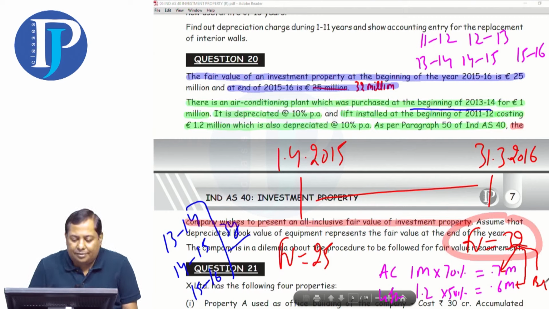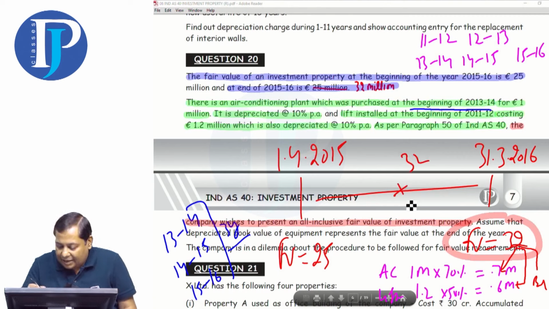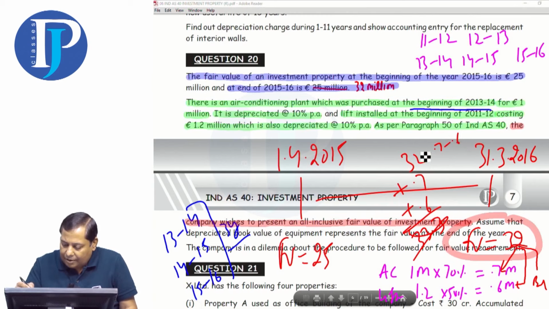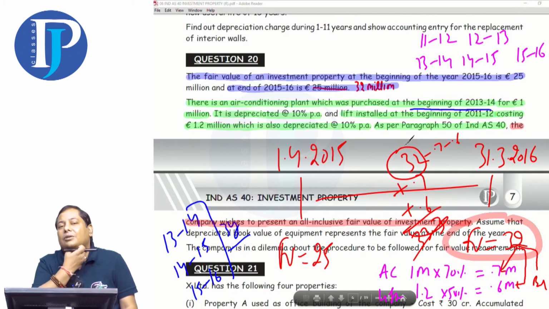The rest is building. You have separated the AC and the lift, the rest is building. So you cannot add the lift and AC to 32. Is that clear? It will be 33.3. No, students. We will deduct it from this. This is all inclusive. This is 32 and it includes everything.